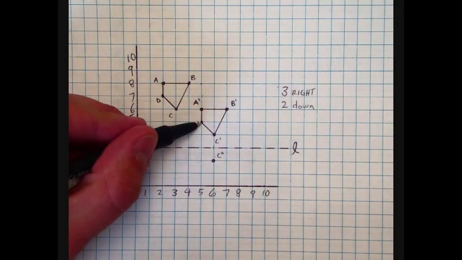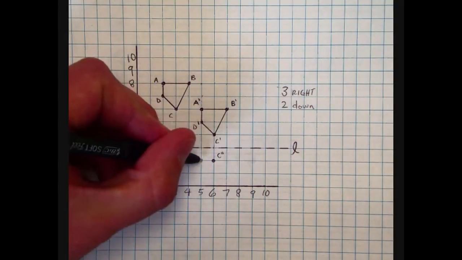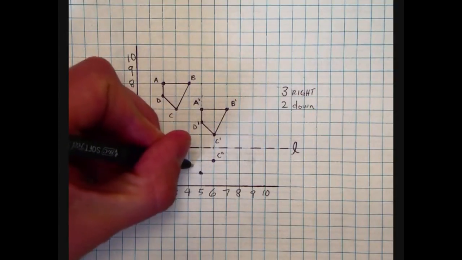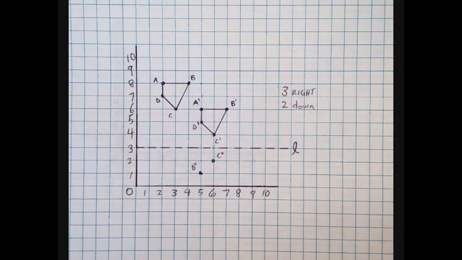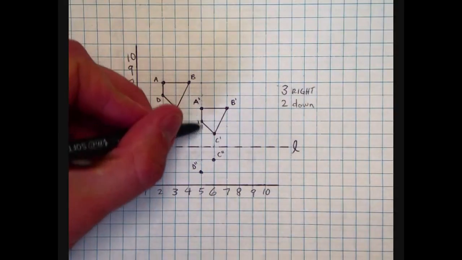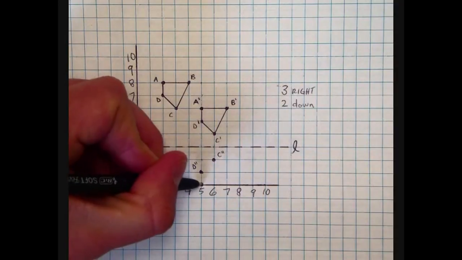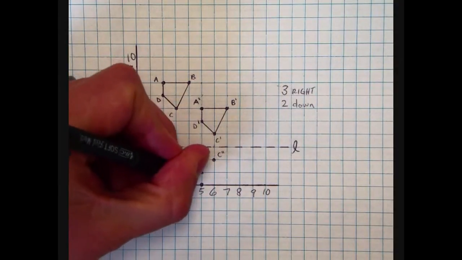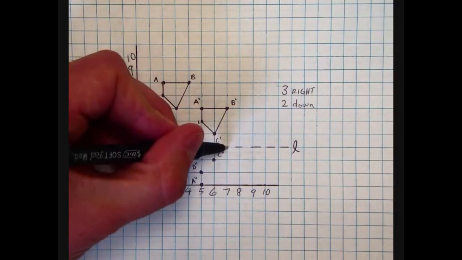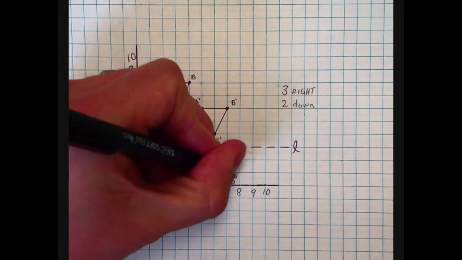Now we'll do our D point. So D is 2 blocks above the reflection line. So D prime prime should be 2 blocks below. Okay. Next we'll do A. A is 1, 2, 3 above, and A prime prime will be 1, 2, 3 below. It'll be right on our x-axis here. And then finally, B is also 3 away, 1, 2, 3 above, so it should be 1, 2, 3 down. This is our B prime prime.